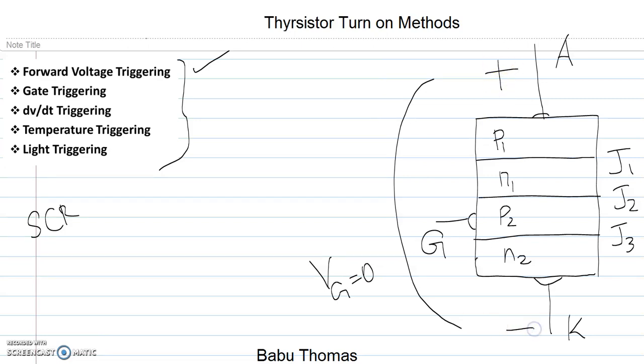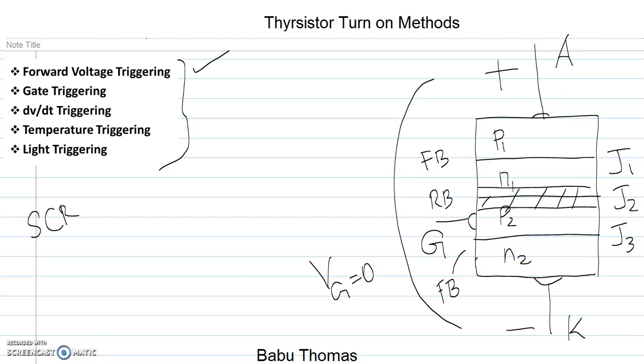Now in this condition, J1 and J3 become forward biased, and junction J2 will be reverse biased. And that means a small depletion layer will be formed across the junction J2. Now what happens is that we are trying to increase the forward voltage which is applied across the anode and cathode. When we increase the voltage, this depletion layer starts reducing its width. The width of the layer will decrease with the increase in the anode to cathode voltage.